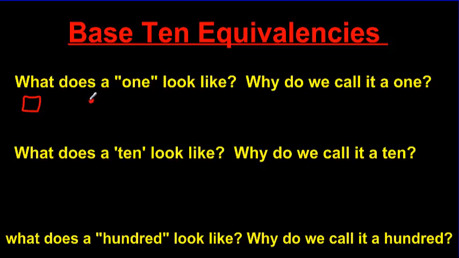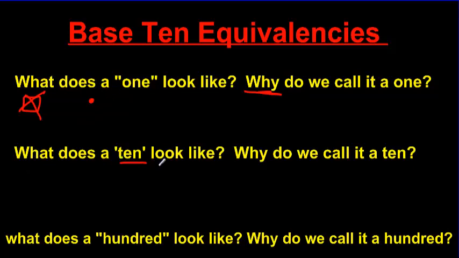I prefer to make little circles to represent ones when I'm doing a test, or if I'm doing an example on the smartboard. This is what I recommend. What does a 1 look like? Don't do this. This takes too long. Just do that. That's what it looks like. And why do we call it a 1? Because there's just one of them. How about the second part?